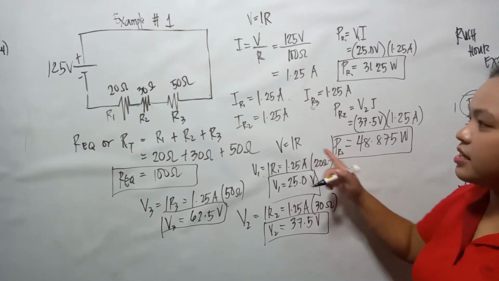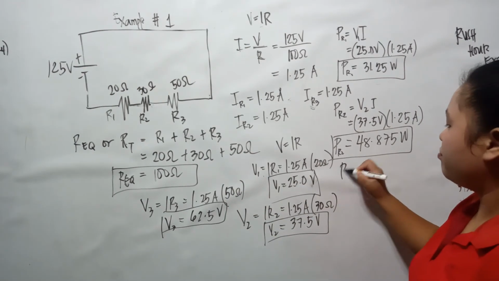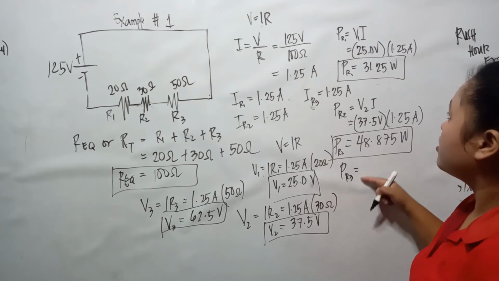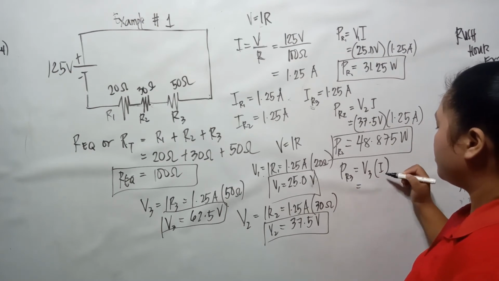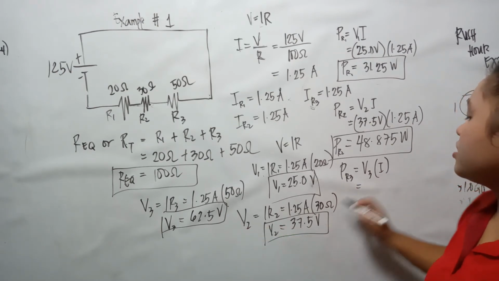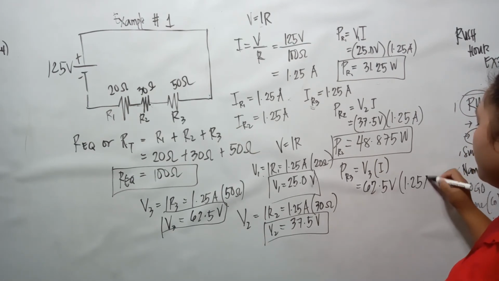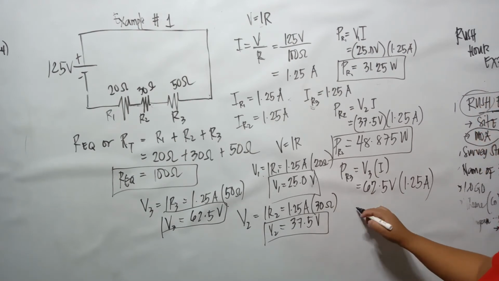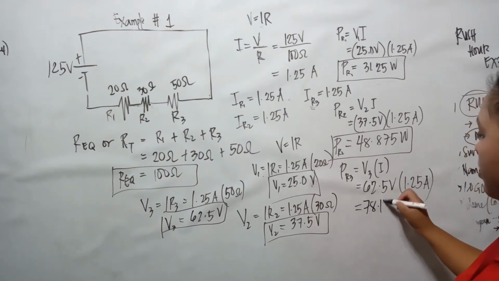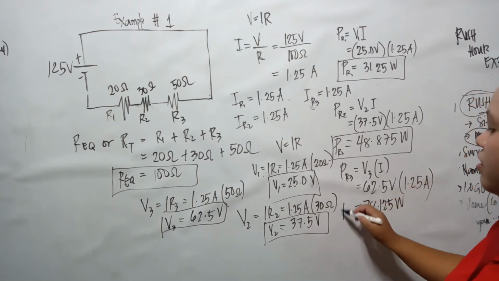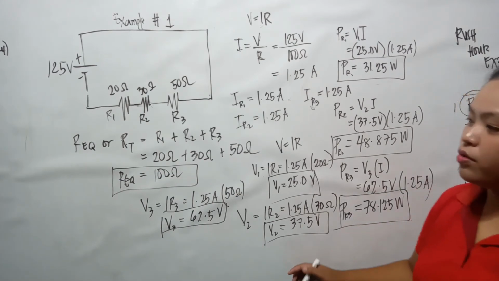Next, we get the power dissipated in resistor 3. So we have P at resistor 3, which is V3 multiplied by I. So we have 62.5 volts multiplied by 1.25 amperes. So we get 78.125 watts in R3. So this is all we get.